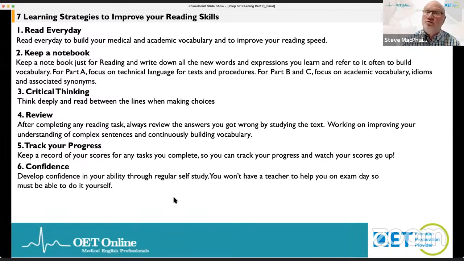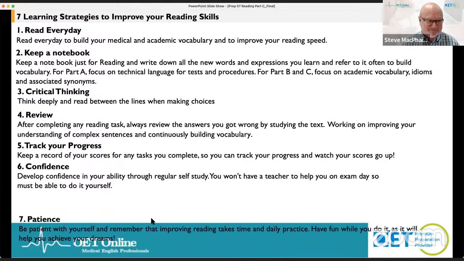Confidence. You need to develop the confidence, right? You've got to develop the confidence in your ability, and you'll only do that through regular study. Remember, you won't have a teacher to help you on exam day. You must be able to do it yourself. So don't just be reliant on all of these videos that you see myself and all the other great presenters provide. That's not enough. That's giving you skills. But at the end of the day, you need to own it yourself. So there has to be that independence, that self-study element, which allows you to make correct deductions yourself through that practice. You need to own it.